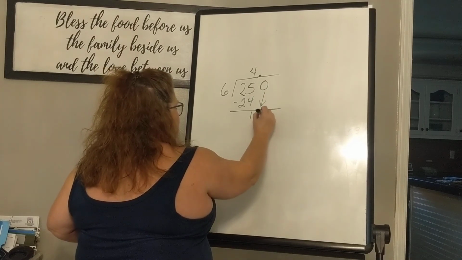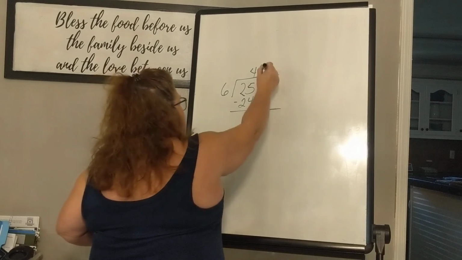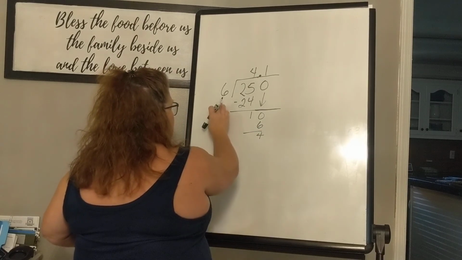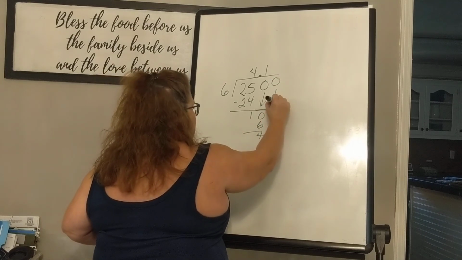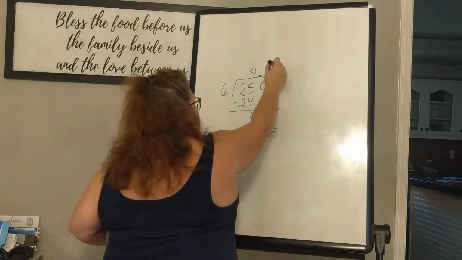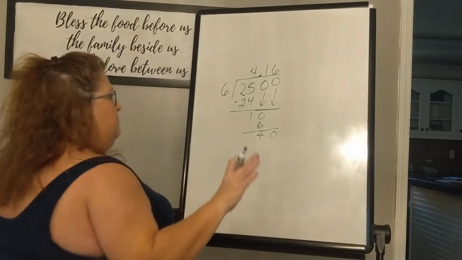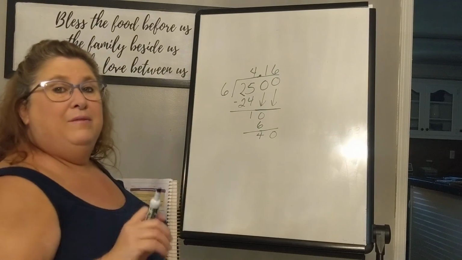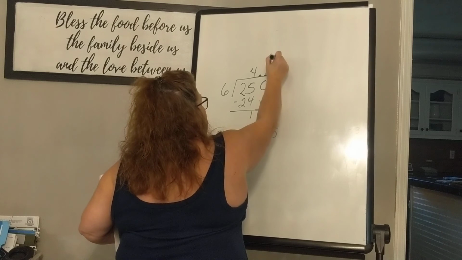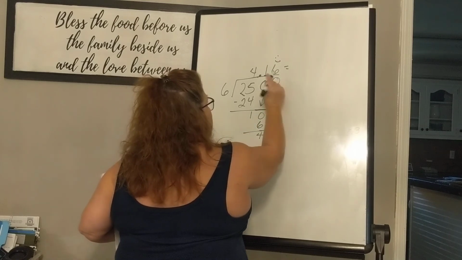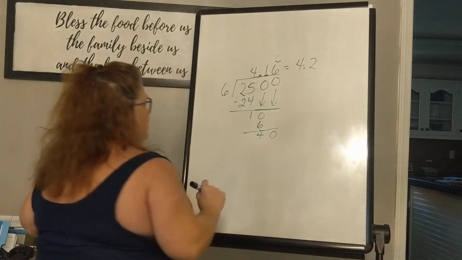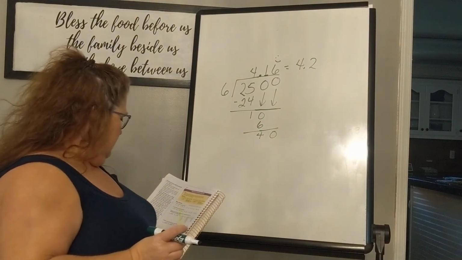Bring our 0 down. How many times will 6 go into 10? 1 time. 1 times 6 is 6. Subtract. 4 is smaller. Annex another 0 to bring down. And how many times will 6 go into 40? 6 times. Now we can keep on going, but there's no need to, because we're rounding to the nearest tenth. So here's where we're rounding. This is our looker digit. It's 5 or above, so we will add 1 to where we're rounding. So it will be 4.2. Okay?